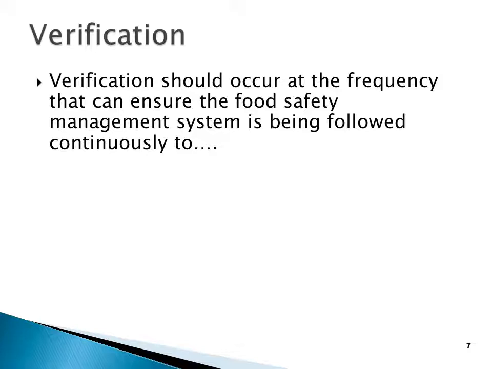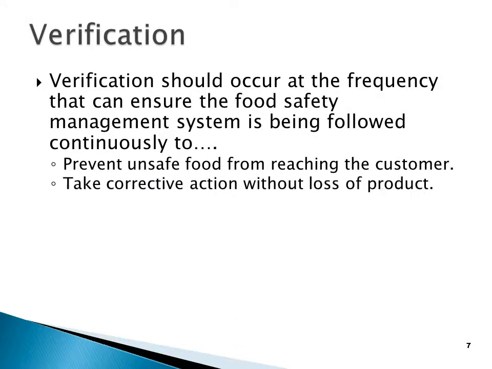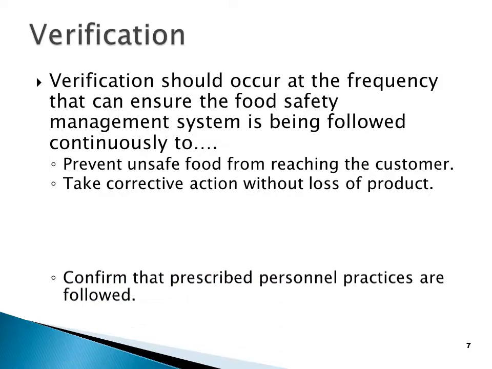The verification should occur at a frequency that can ensure the food safety management system is being followed continuously in order to prevent unsafe food from reaching the customer, to take corrective action without loss of product. In other words, don't wait a month to check and see if they are taking temperatures on the serving line. And if you verify regularly that they're doing that, then you would throw less product out because it was at the wrong temperature.